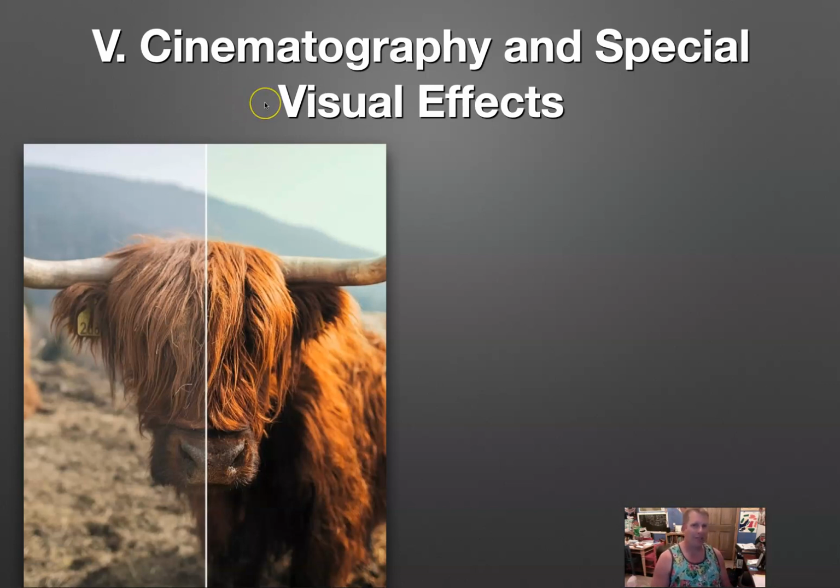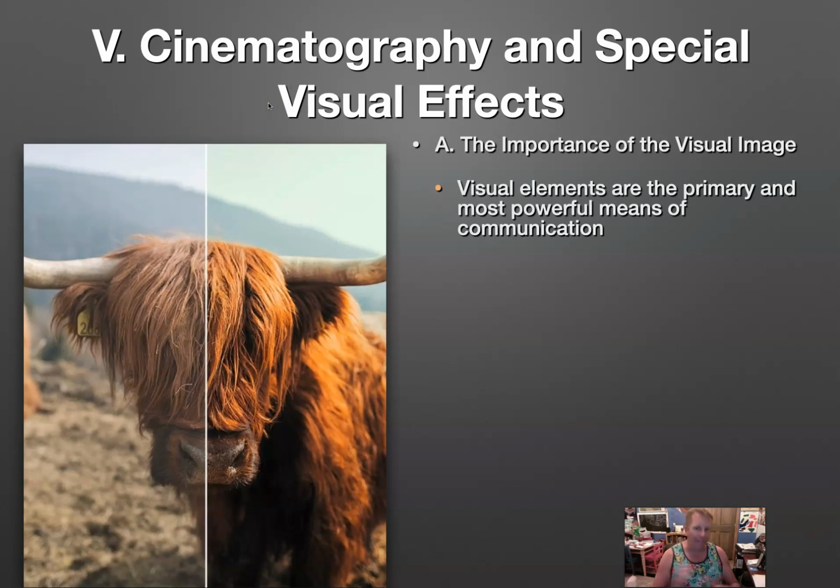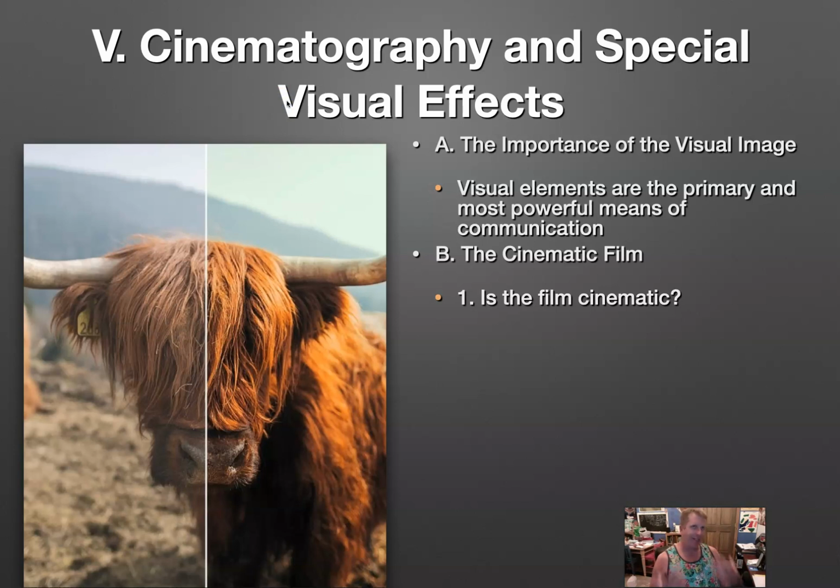All right, so cinematography. This is the actual part of movie making, the most visual element of it, and so the visual image is extremely important. I mean, there is an Academy Award for cinematography every year. The visual elements are the primary, most powerful means of communication. That's why we go to the movies, and that's what kind of sets them apart. So is the cinematic film the film cinematic? Does it look like a movie?